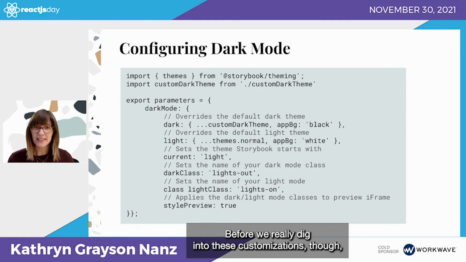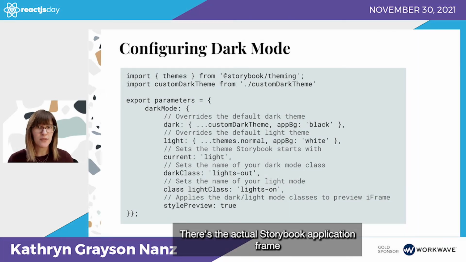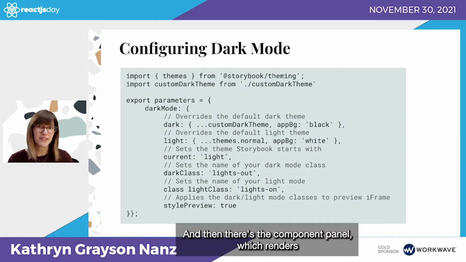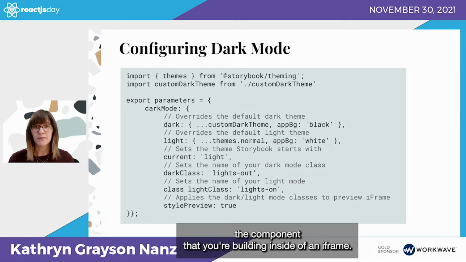Before we really dig into these customizations, though, it helps to understand a little bit about how Storybook itself works. The Storybook UI is kind of divided into two parts. There's the actual Storybook application frame that includes stuff like the sidebar menu, the add-ons drawer, etc. And then there's the component panel, which renders the component that you're building inside of an iframe.